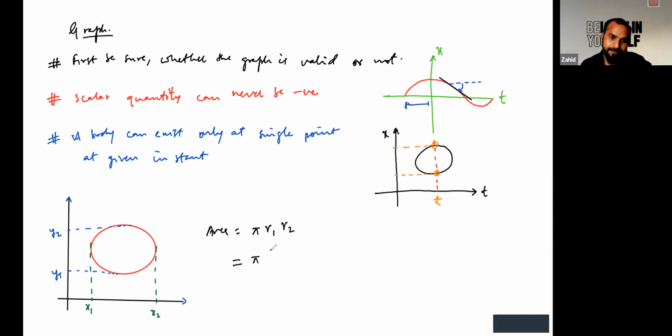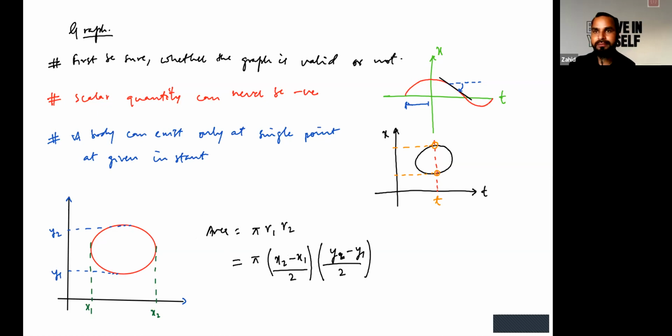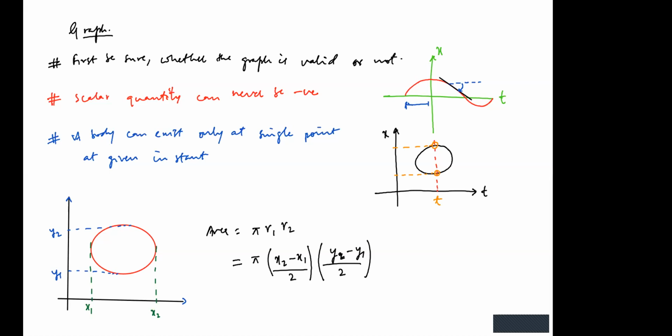So it becomes pi r1 r2. These end coordinates will define the diameter of this particular curve. So x2 minus x1 divided by 2 will give you the radius along one axis. Similarly, y2 minus y1 divided by 2 gives you the radius along the other axis. This way, you would be able to calculate the area of any such curve. Is it clear to everyone? Yes, sir. Good.